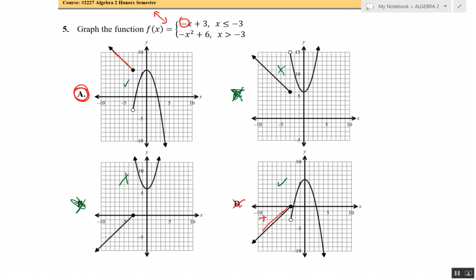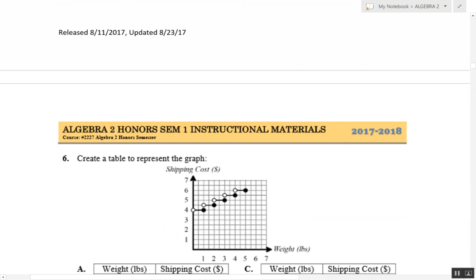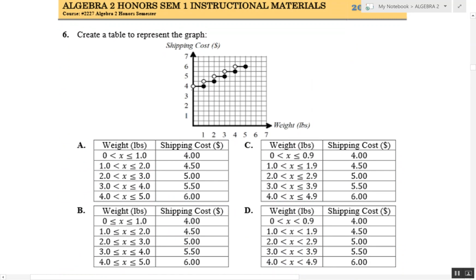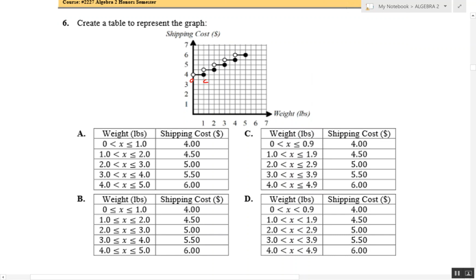All right, moving on. Question number 6. Question number 6 is create this table represented on the graph. Now this is a step function. Notice this is open and then closed, which means I'm looking for a less than, and then a less than or equal to. So I'm just going to look at all those first. These are all less thans. This one's all less than or equal to's.